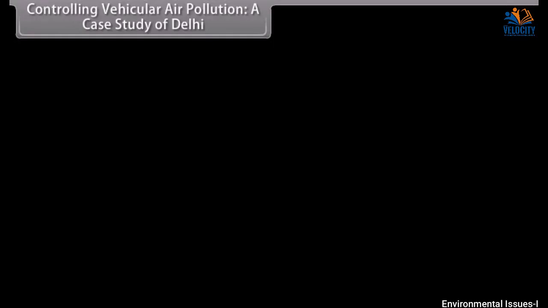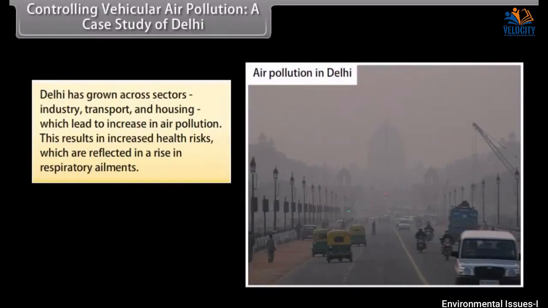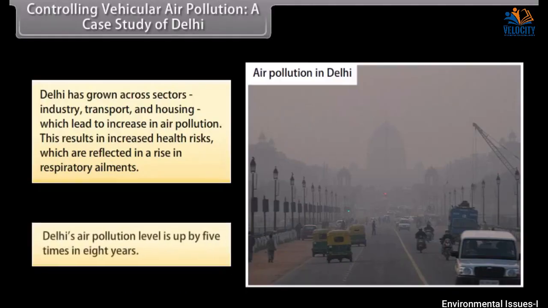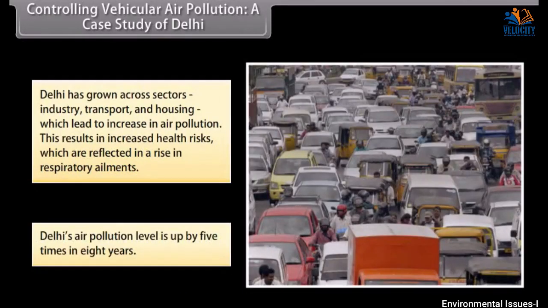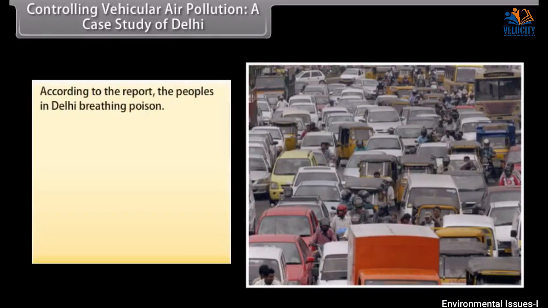Controlling vehicular air pollution, a case study of Delhi. Delhi has grown across sectors, industry, transport and housing, which leads to an increase in air pollution. This results in increased health risks which are reflected in a rise in respiratory ailments. Delhi's air pollution level is up by 5 times in 8 years. According to the report, the people in Delhi are breathing poison.